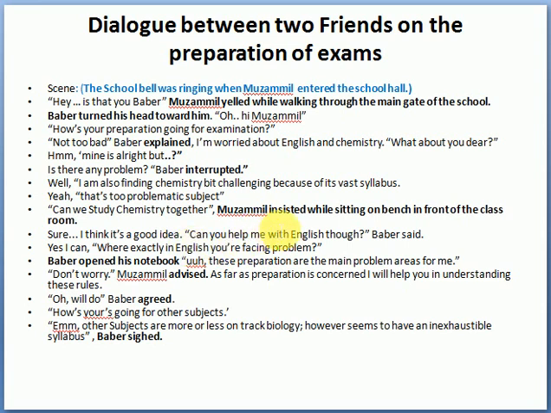So the hesitation markers are also there, and very effectively the actions of the characters are being placed. Muzammil insisted while sitting on the bench in front of the classroom. Babar opened his notebook and said, these preparations are the main problem areas for me. And you may also notice the different dialogue tags like yelled. We have noticed yelled, explained, interrupted, insisted, advised, agreed, sighed.